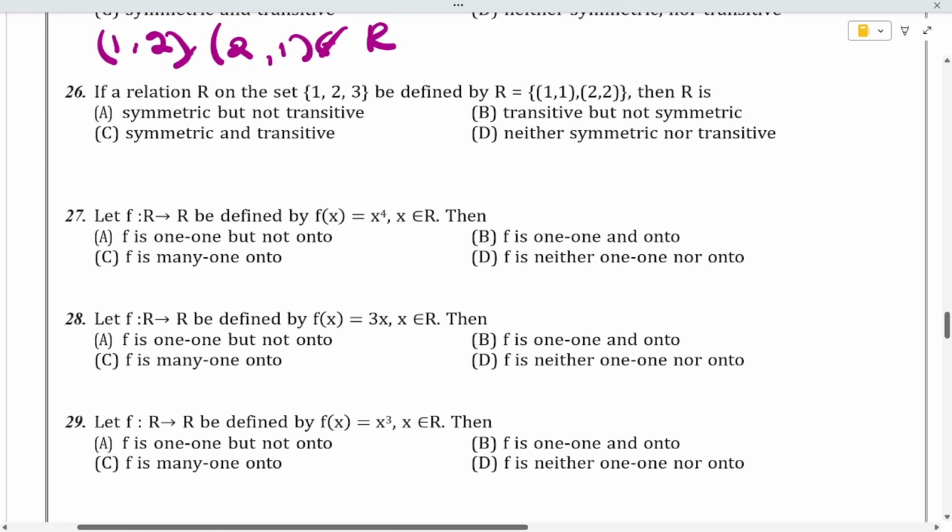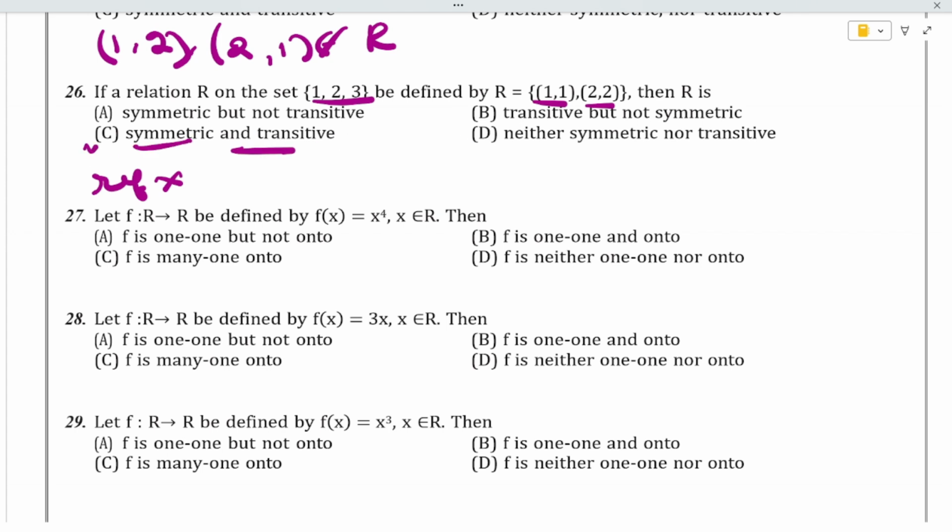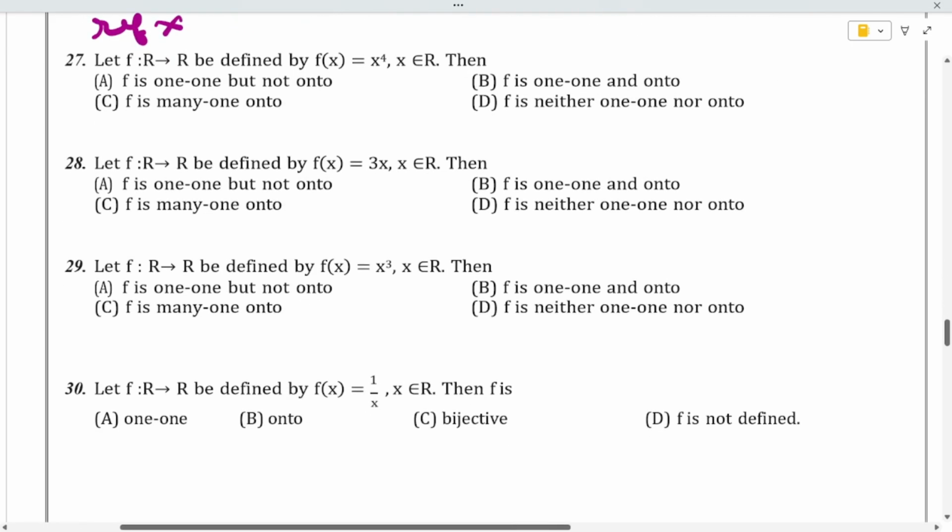Next is the 26th question. Again 1 2 and 2 2 they have given. The answer should be reflexive, but it is not symmetric. Again here they have not given, reflexivity is not there. So now you can see the answer, it is symmetric and transitive. Observe that in the previous question we discussed, the same logic was there.